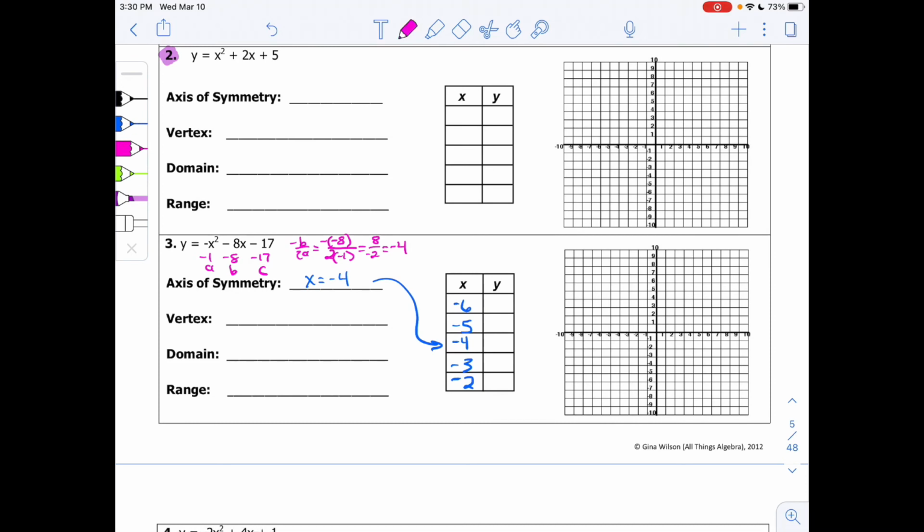Then to get our y values, we're going to take -x² minus 8x minus 17, and we're going to replace x with -6. Then we're going to replace it with -5, -4, and so on. And you can use your calculator for this. Just make sure as you're replacing x, especially since we're dealing with negatives, you put the number in parentheses. The x that's in the equation does not go in the parentheses, only the number.